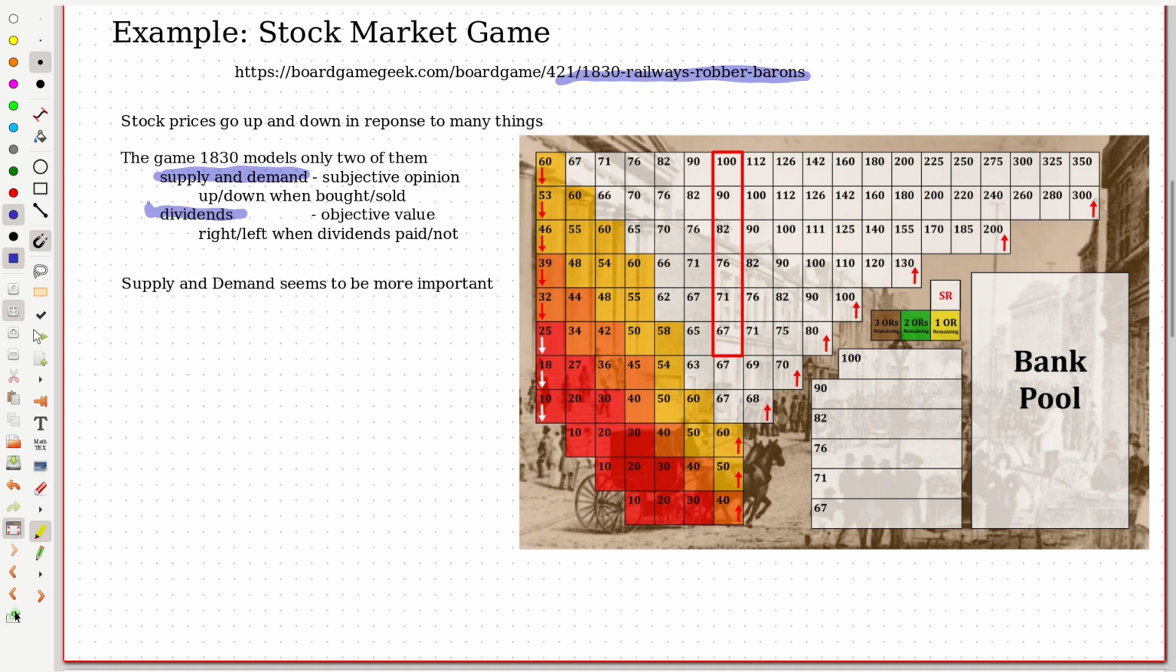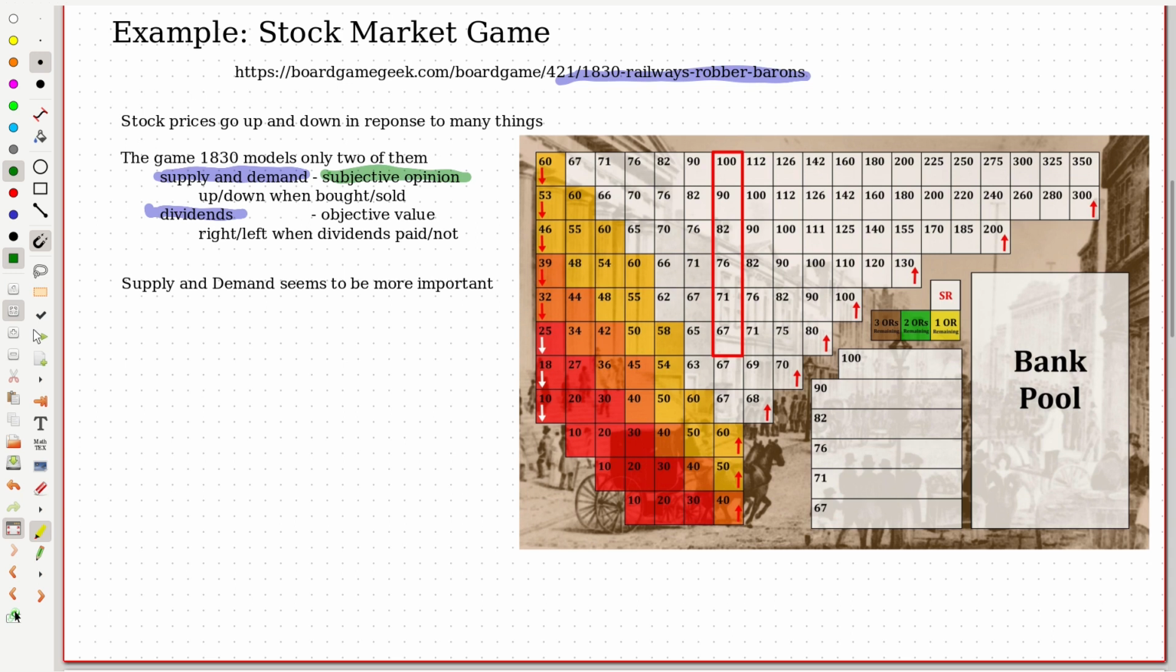because it reflects the value of owning the stock. You might also describe these two aspects of the stock price as corresponding to, on the one hand, a subjective opinion. That is, how does the market feel about the stock? Is the market optimistic about a stock, or is it pessimistic about a stock? And so that corresponds to the supply and demand, right? Whether people are buying or selling the stock.